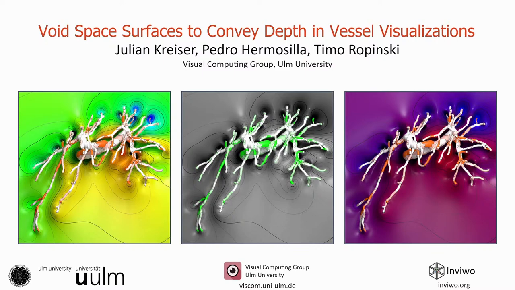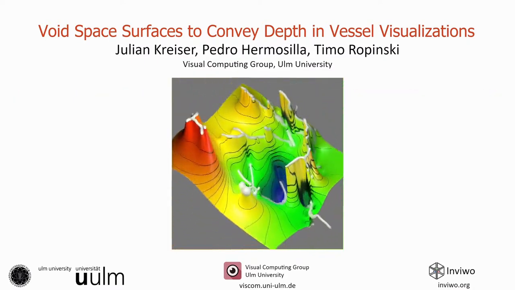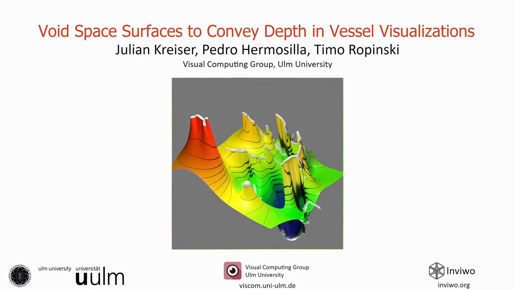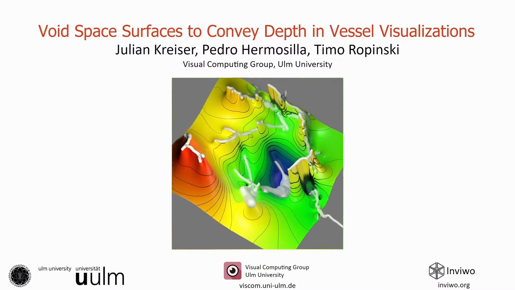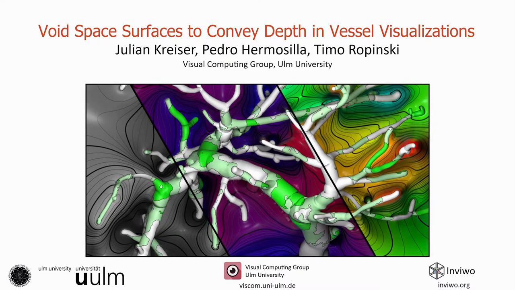Void space surfaces are a novel approach to convey depth in vessel visualizations. The core idea is to shift all additional depth cues away from geometry and to use the usually empty space between the vascular structures. This allows us to display functional parameters on the surface and supporting cues on the background. We will explain how to generate such surfaces and how to use them as a canvas to further enhance depth and shape perception.